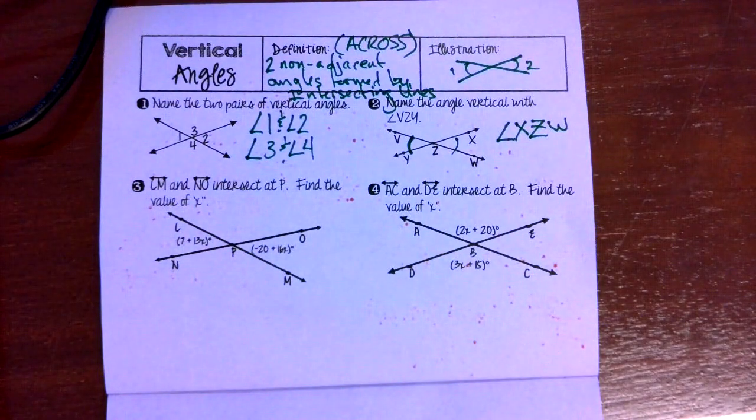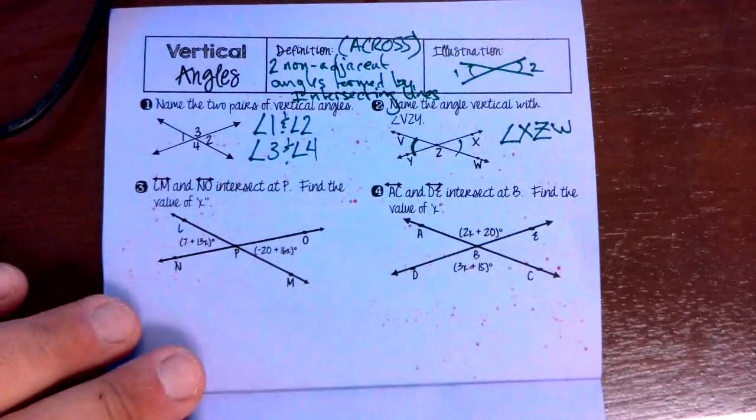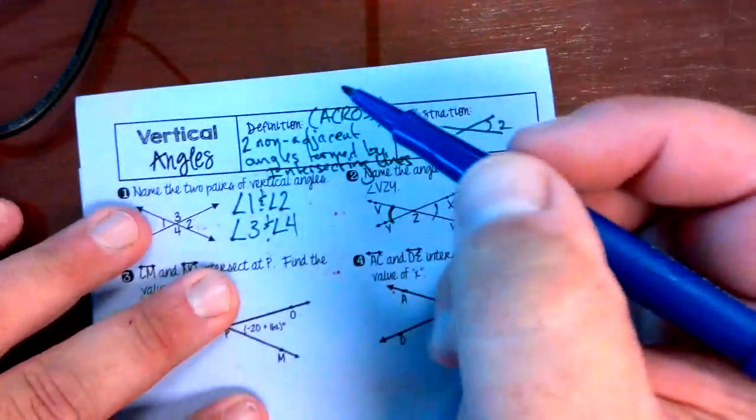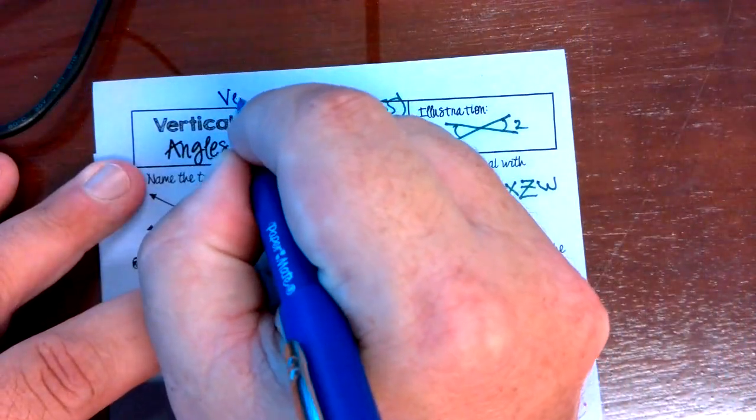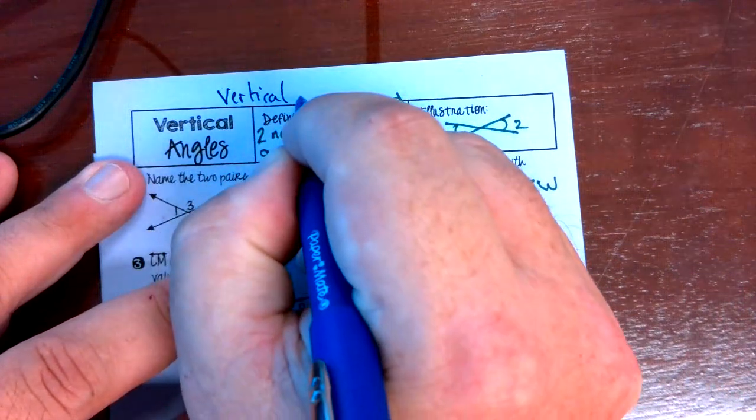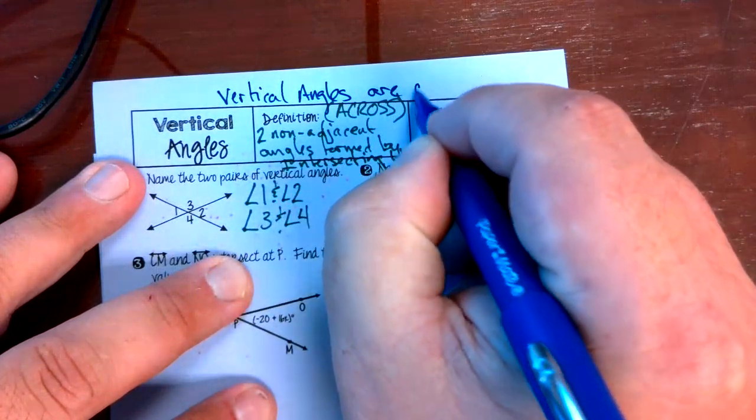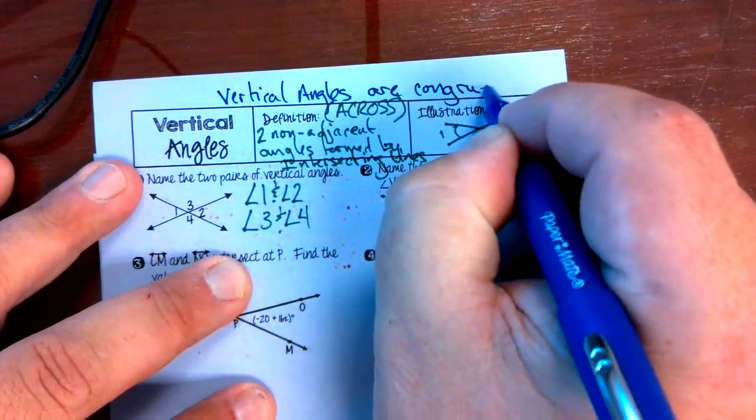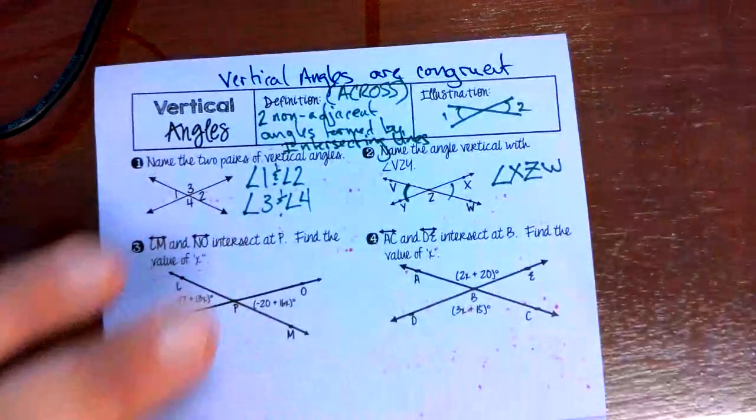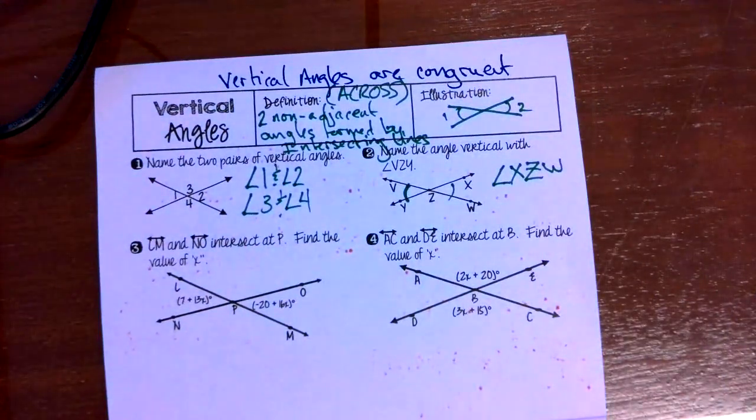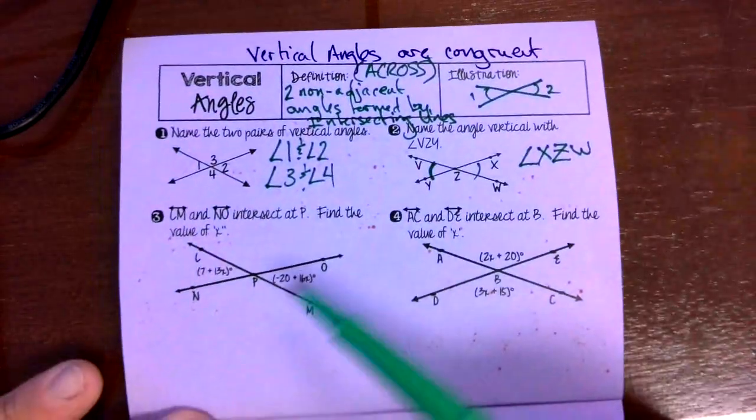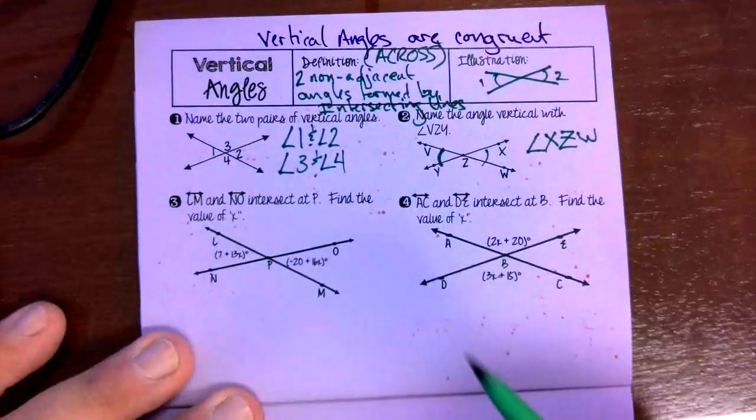Now, one of the big things that you'll want to remember or at least know about vertical angles, and this isn't on here anywhere, so you're going to want to write it down: vertical angles are congruent. They're the same. They have the same measure. So we want to make sure that we're using that as we go through here to set up equations and find angles.